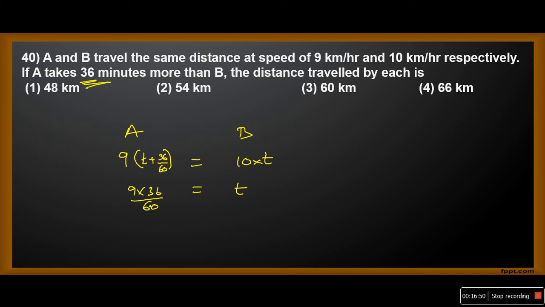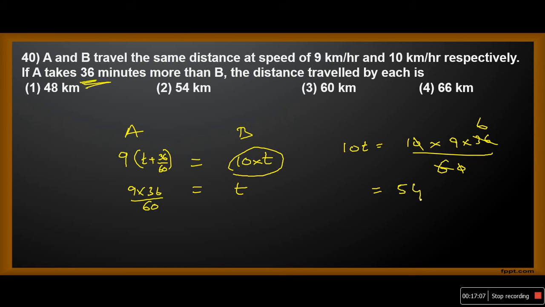What is the question asking us to find? The distance traveled by each is. What is the distance traveled by each? 10T. So the required answer is 10T. So 10 into 9 into 36 by 60. The 0s will get cancelled. 6 ones are 6, 6 sixes are 36. So 9 6s are 54 kilometers. So the answer is option 2.